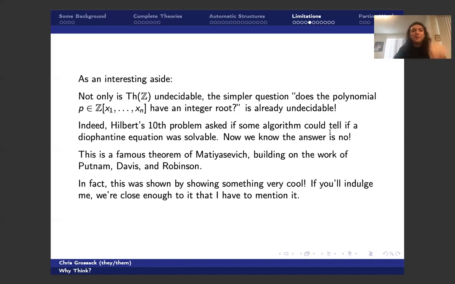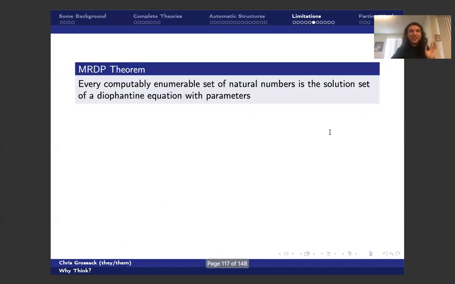Okay, so in fact, this was shown by showing something really, really cool. If you'll indulge me, like I said, I need to talk about this theorem because it's so cool. This is the Matiyasevich-Robinson-Davis-Putnam theorem, which is a mouthful, so people call it the MRDP theorem. Every computably enumerable set, the same thing we talked about before, where there's a computer program that lists this set, is actually the solution set to a Diophantine equation, which is so surprising.